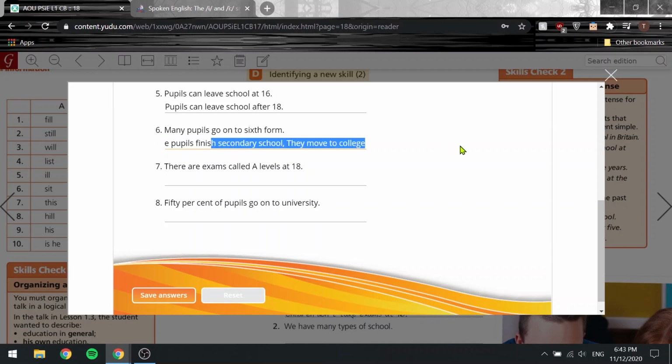So, read that one more time for you. Actually, let me add a full stop here. So, once pupils finish secondary school, they move to college.